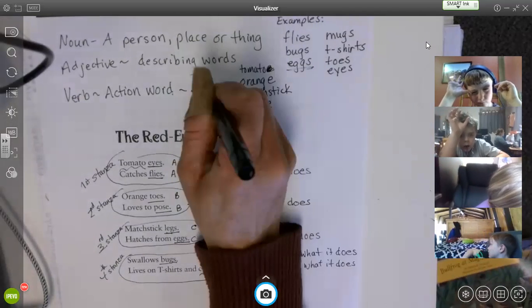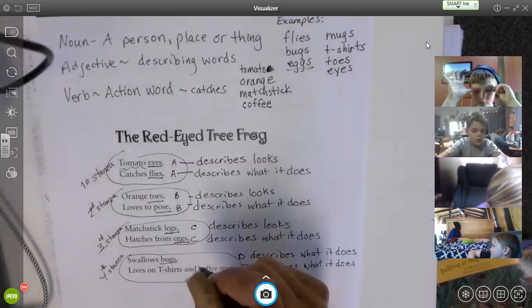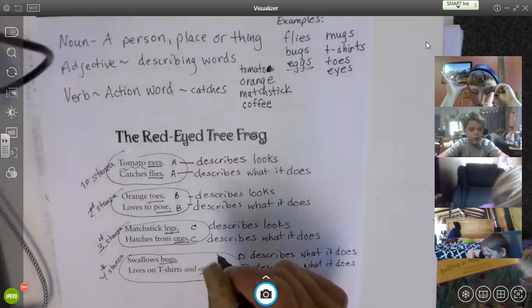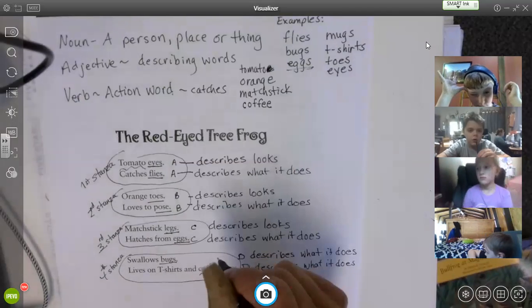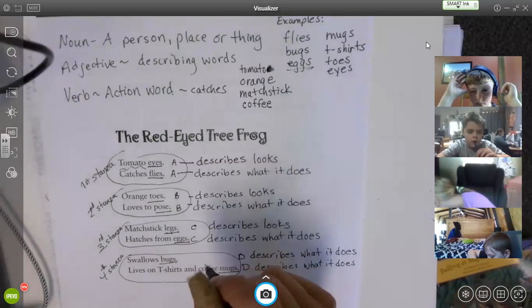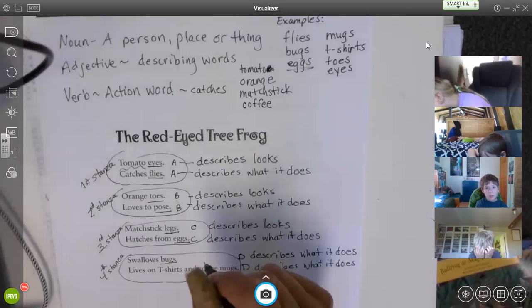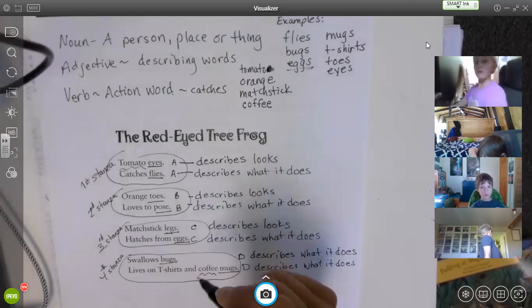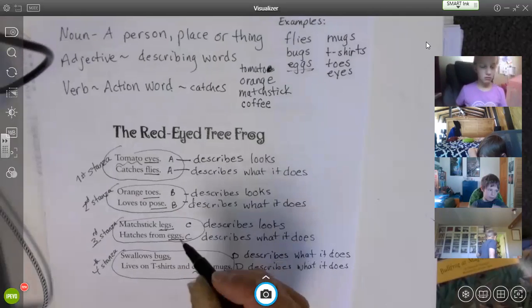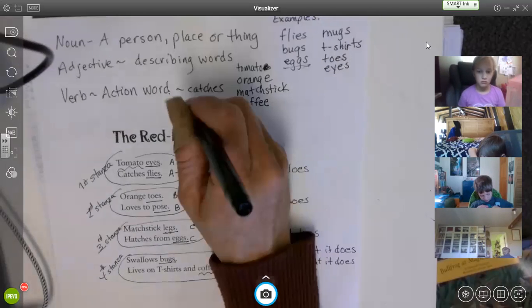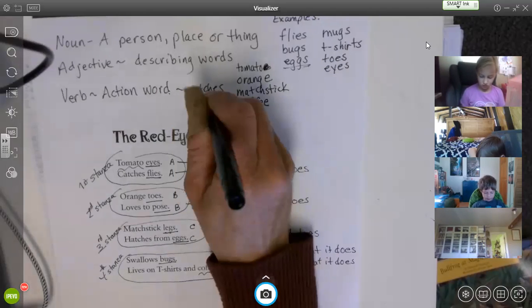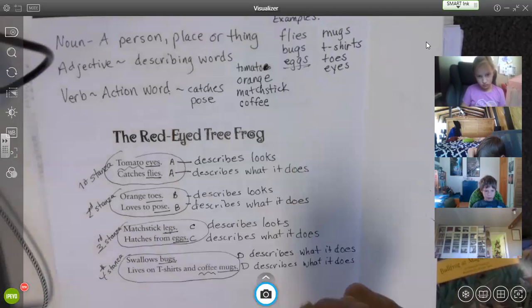That's an action word. Another one, Ben? Pose. Didn't hear you, Ben. Can you say it again? Loves to pose. Pose, very good. Pose, that's something the frog does. August, another one. There's three more.